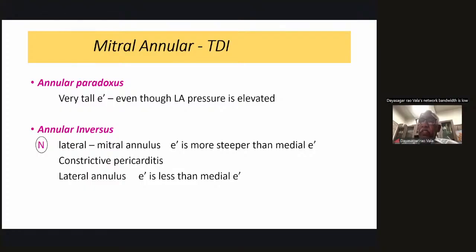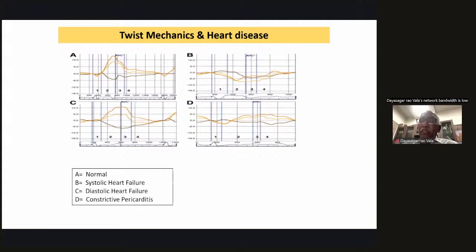Next slide, please. Okay, the same thing about mechanics. I think you can skip that. Can I have the next slide?